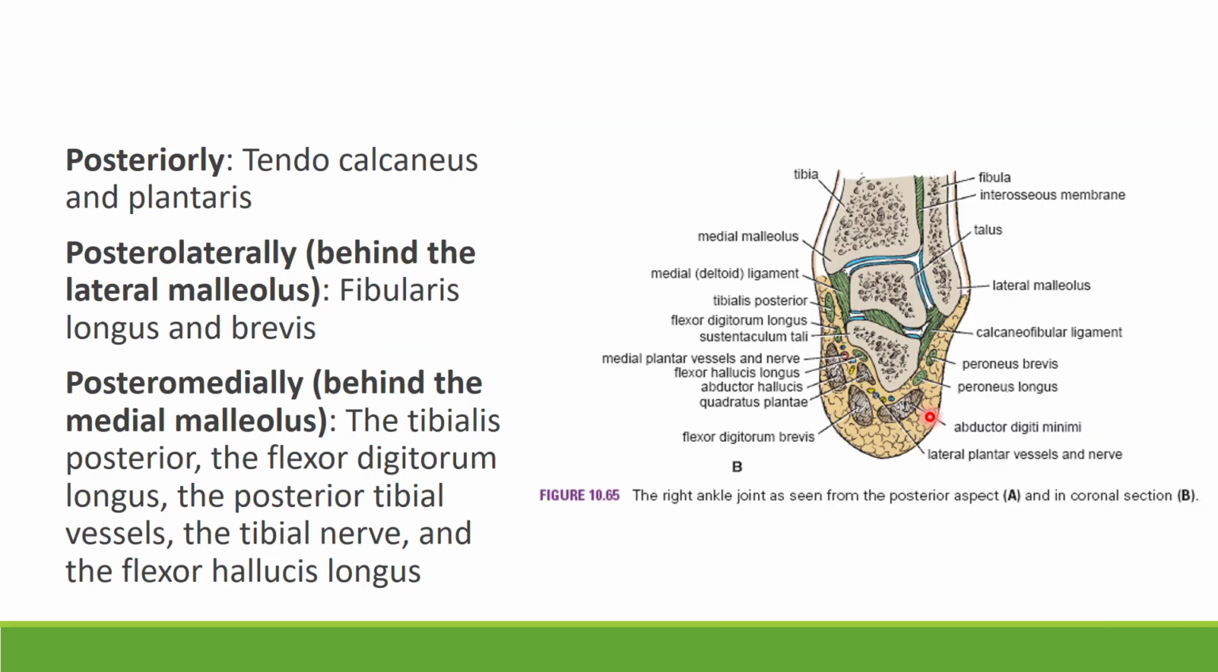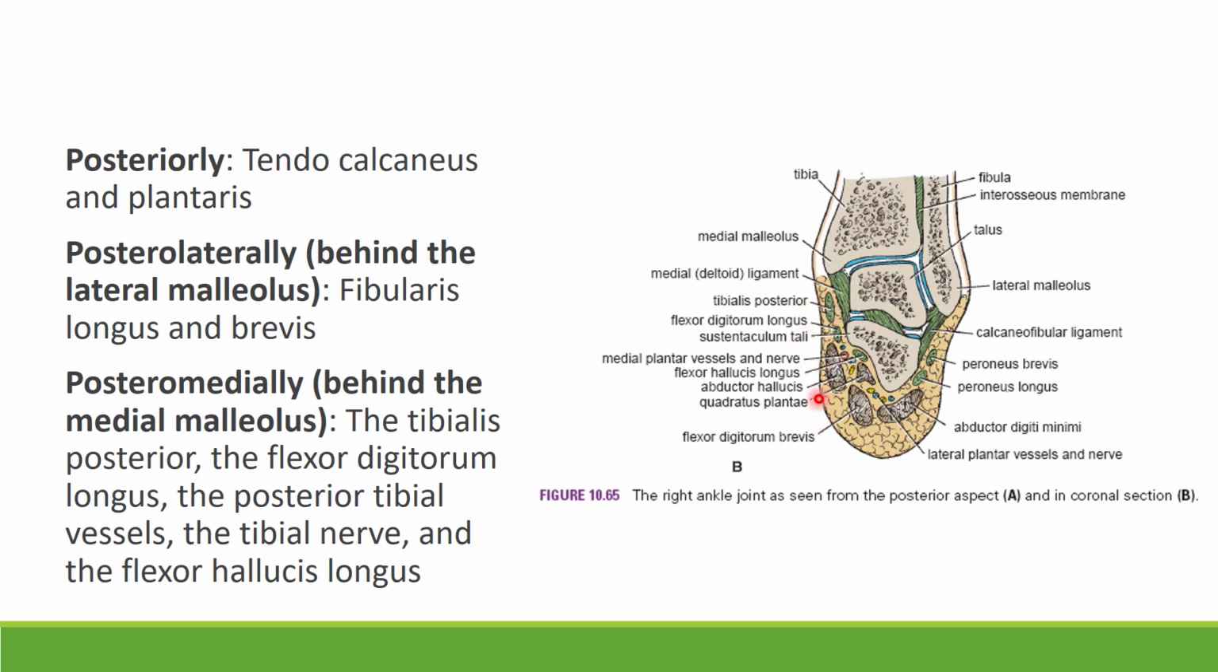Posteriorly, we have the tendocalcaneum and the plantaris muscle, and then the posterior lateral and posterior medial relations. Posterior laterally, we have two muscles, fibularis longus and fibularis brevis, also named peroneus longus and peroneus brevis. They are present behind the lateral malleolus. Then the posterior medial relations are the relations behind the medial malleolus.